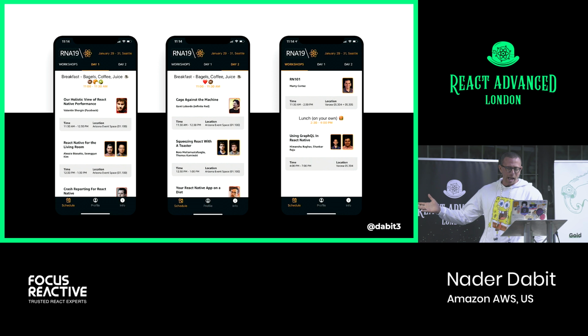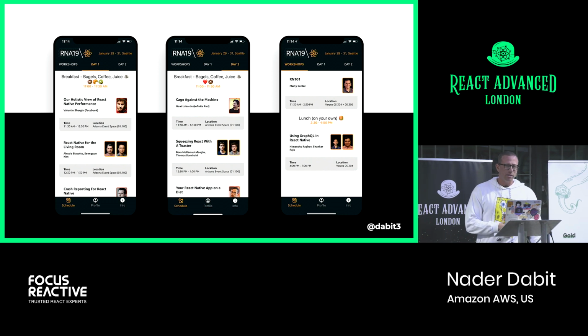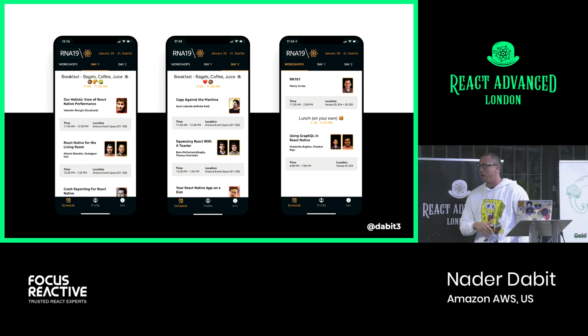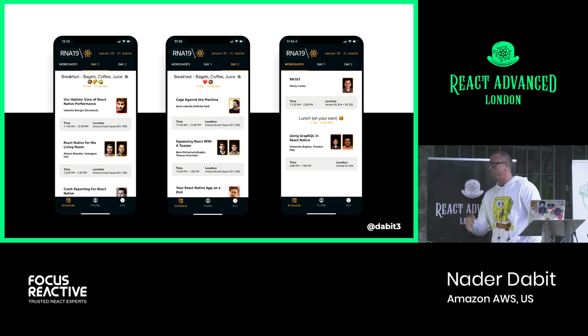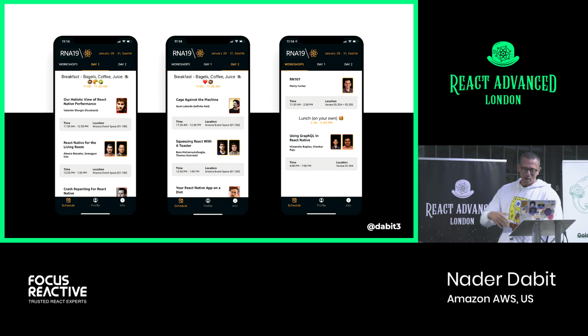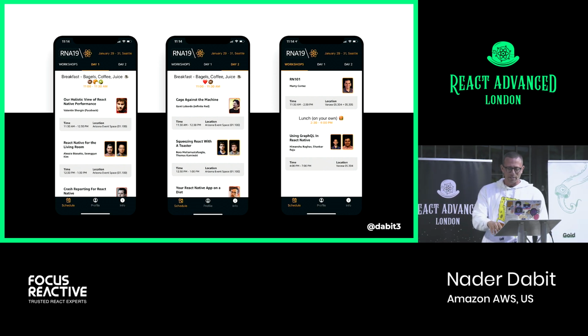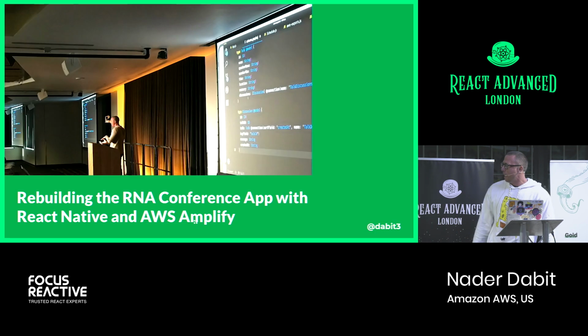And this is the app that we had. This is RNA 2019. We built this app specifically for our little internal conference of 300 or so people, but we like to do things the right way. So we built an app completely from scratch, complete with authentication and styling and all this stuff. It was pretty nice, actually.